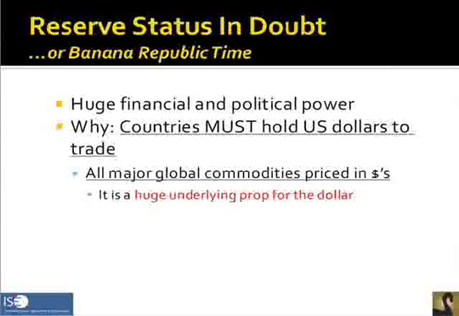You don't need to necessarily hold a big supply of yen or Aussie or euro or Swiss or anything else, but you need to hold dollars as a world reserve currency to buy these commodities. So it really is a huge underlying prop for the dollar. Even though the U.S. government has abused its world reserve currency status in a very, very big way for many years, it provides the U.S. government huge financial and political power. And as I said, it's a strong underlying prop.